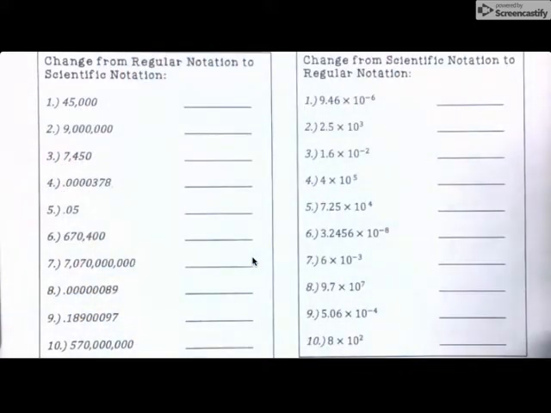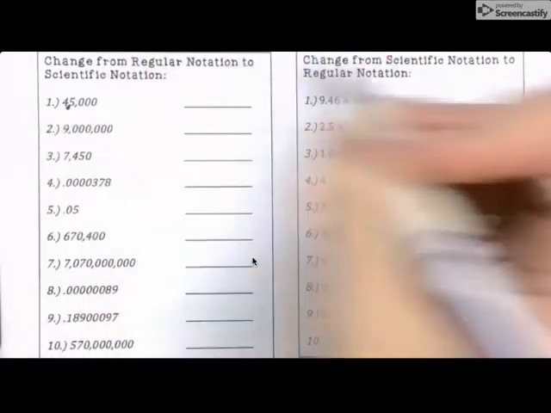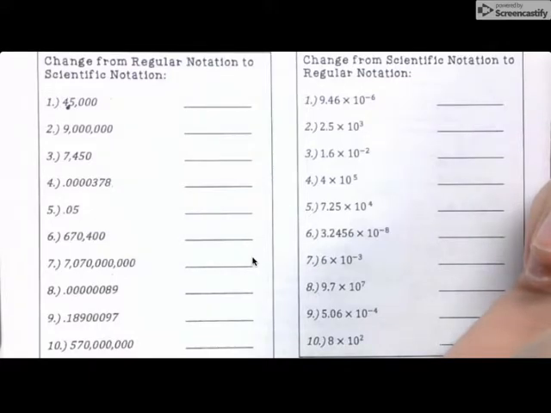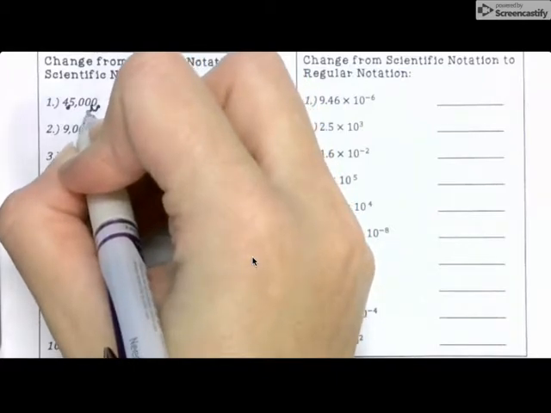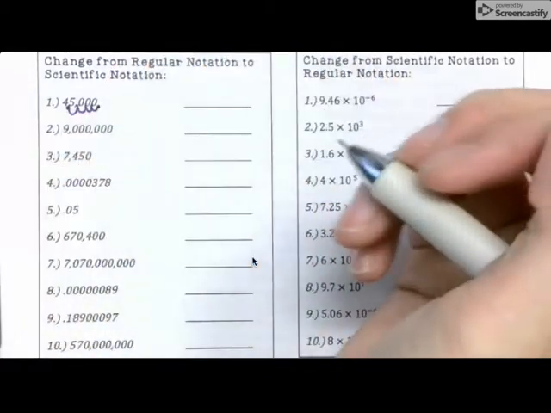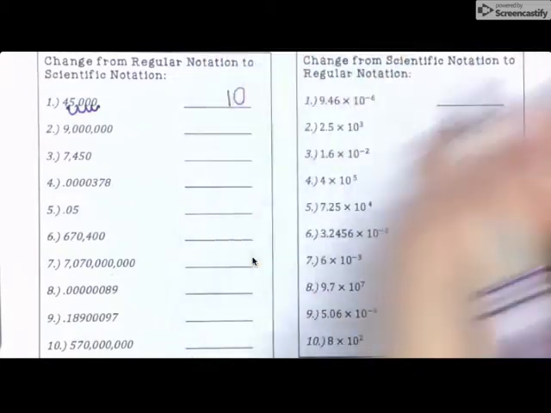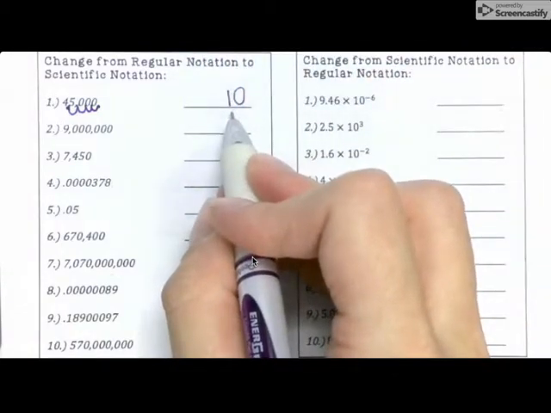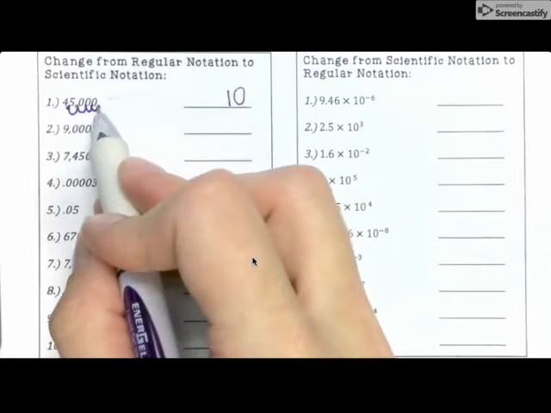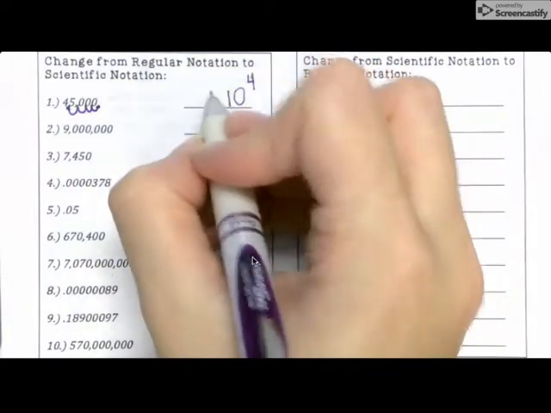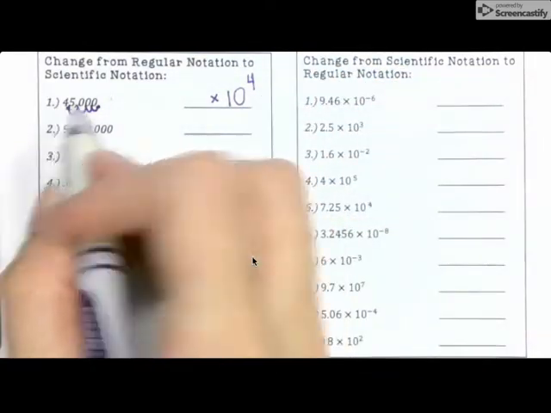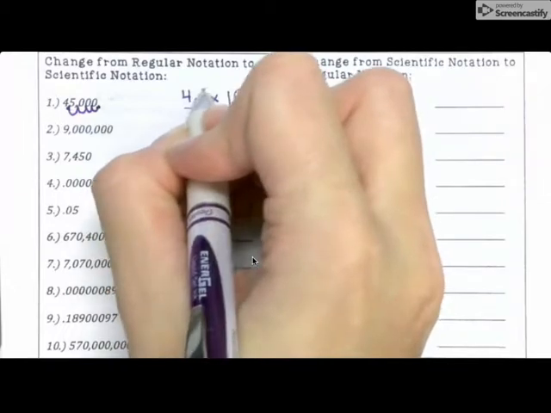Looking at this number, where do I want my decimal to be? Between which 2 numbers? The 4 and the 5. Good. Where did it start at? Right here. So I would go 1, 2, 3, 4. So my base is always going to be 10 here. And because I started here and went left, it's going to be 4. I put my times, and then this is going to be 4.5.